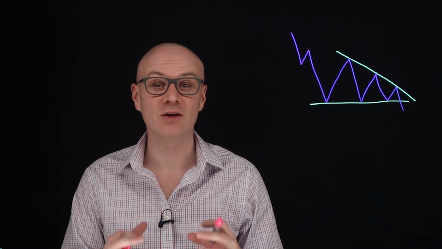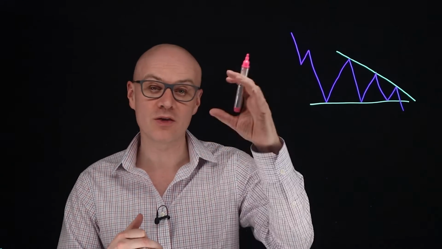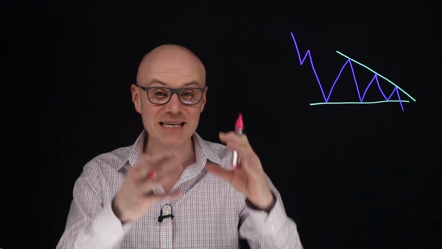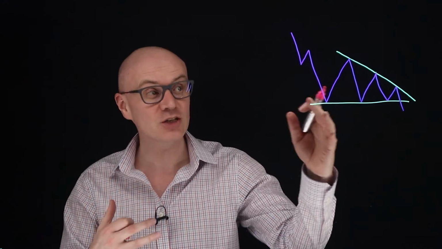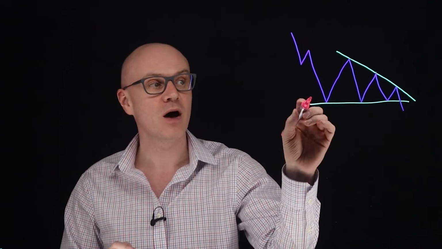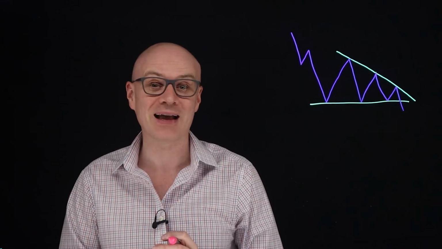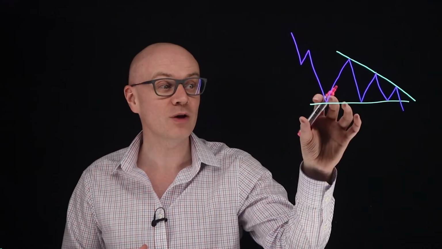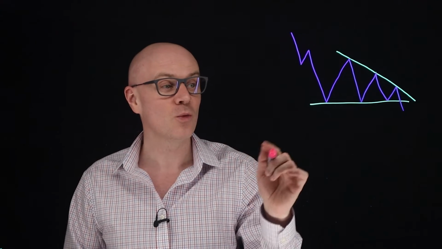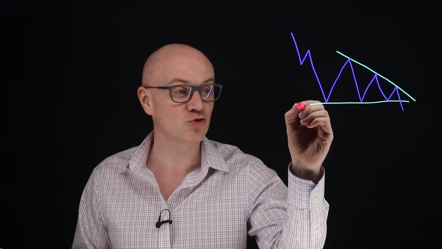A descending triangle is a very easy pattern to spot within the context of a downtrend. It's a continuation pattern, and what it's actually showing us is that the market is failing to reverse. It's a failed attempt to move back higher. The key point to remember with this pattern is that we're looking to draw a horizontal support line across the bottom.